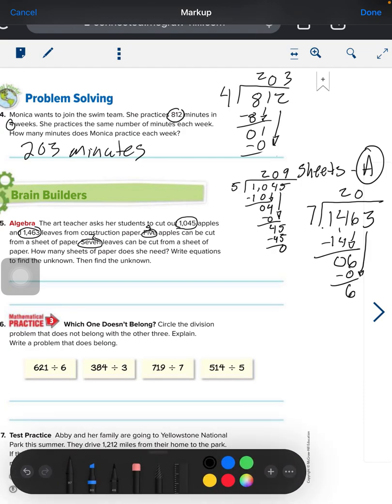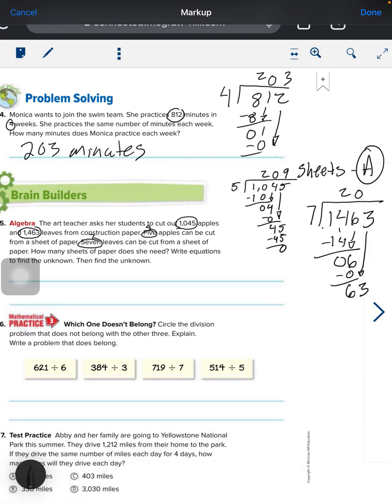Whoops, made a mistake. That's supposed to be 63. 7 will go into 63 9 times. Ooh, very similar numbers. 9 times 7 is 63. There we go. So this is my leaf.